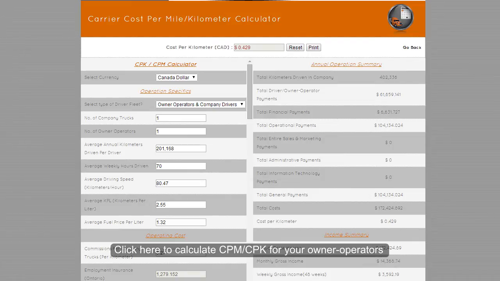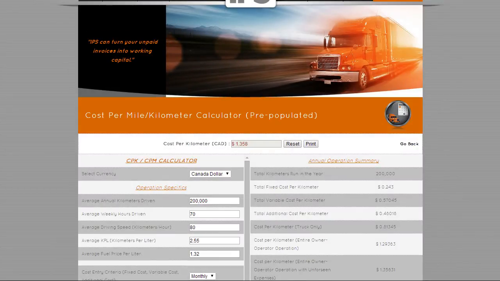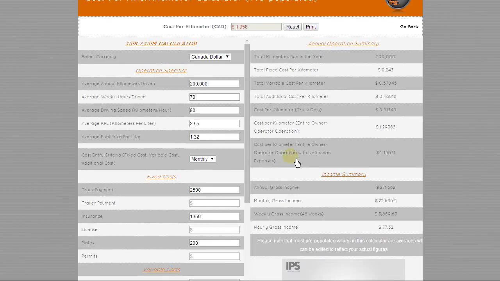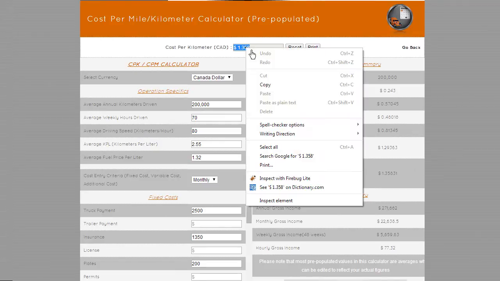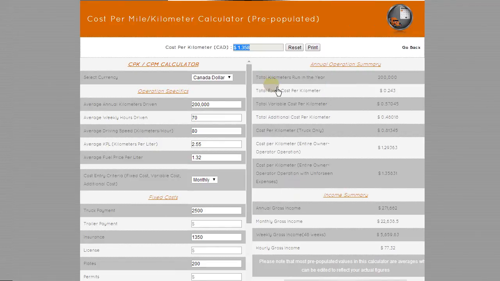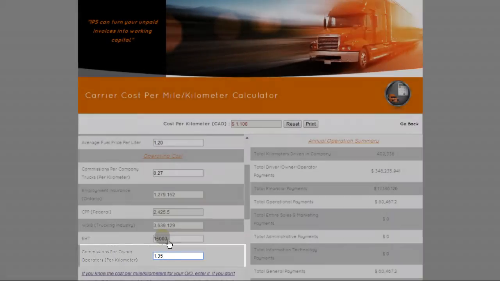If you do not know this number, click on the blue link. This will take you to a page that considers some common average costs that most owner-operators incur when running a truck. Enter any costs that you think are different for the owner-operators you're dealing with, and copy the final cost per mile or cost per kilometer at the top of the page. Now go back to the cost per mile, carrier, and enter this amount in the commissions per owner-operators field.